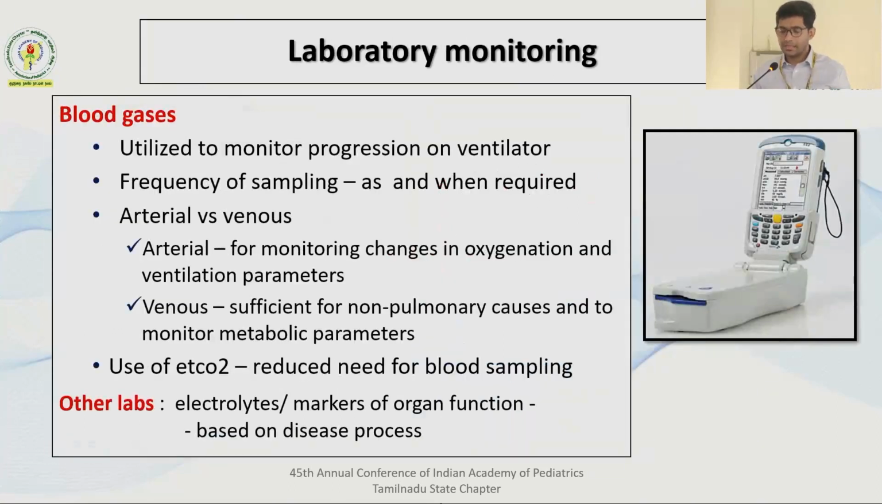Next come the blood gases. With respect to a ventilated child, blood gases are significant to understand whether the child is improving or not. Arterial gases, yes, if the child is being ventilated for a pulmonary pathology. Venous gases for a non-pulmonary pathology should be sufficient. End-tidal CO2, the use of it has significantly reduced the number of blood samples or invasive blood sampling for arterial blood gases. There is no role for routine blood electrolytes or any organ function monitoring. It has to be individualized based on the disease process.